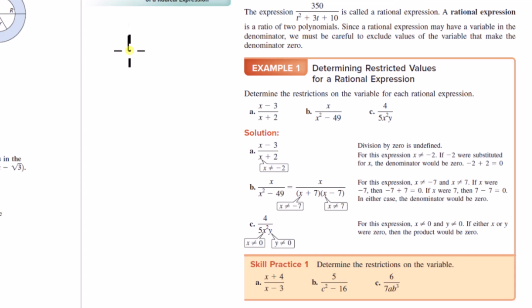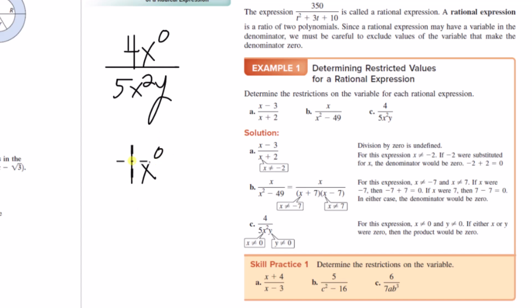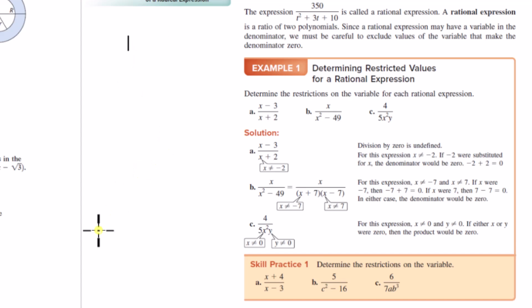I mean, 4 over 5x squared y, or any of these here, is a ratio of polynomials. But you might say, well, wait, 4 is a polynomial? Yes, 4 is a polynomial of degree 0 with leading coefficient 4. 1 is a polynomial of degree 0 with leading coefficient 1. It's a monomial.